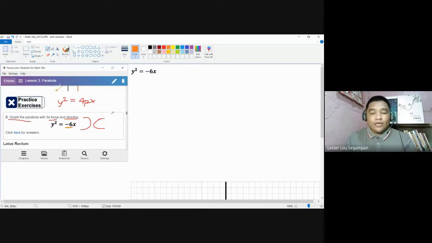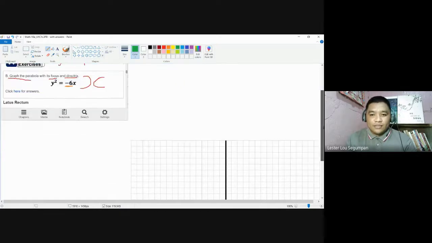The first thing to do here is to look for the vertex. Even if it's not needed here, we need to give the vertex first. The vertex for this standard form, because it doesn't have any pair here, as to whether it has a given, by the way, if it's x minus 2 or something like that, this is already given that the vertex is still at the origin, 0, 0.